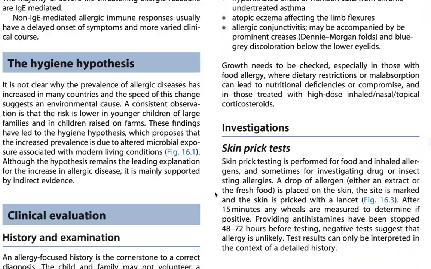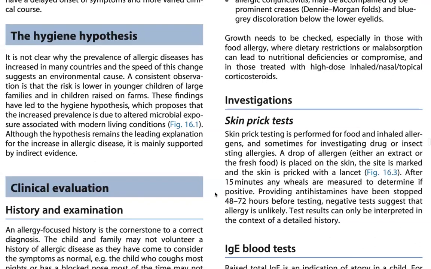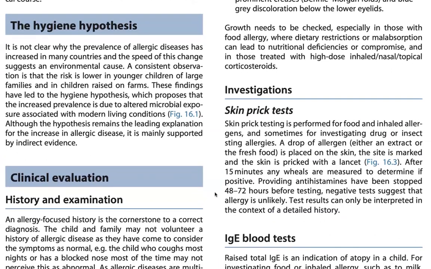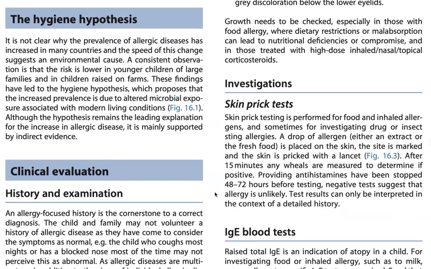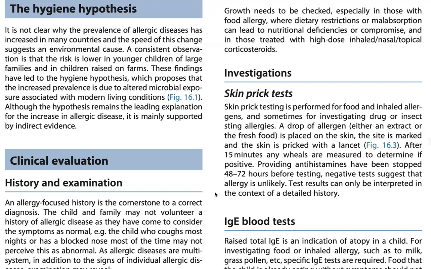Now, the hygiene hypothesis. It is clear that the prevalence of allergic disease has increased in many countries. The speed of this change suggests an environmental cause. A consistent observation is that the risk is lower in younger children, large families, and in children raised on farms. These findings have led to the hygiene hypothesis, which proposes that increased prevalence is due to altered microbial exposure associated with modern living conditions. Although the hypothesis remains the leading explanation for the increase in allergic rhinitis, it is mainly supported by indirect evidence.